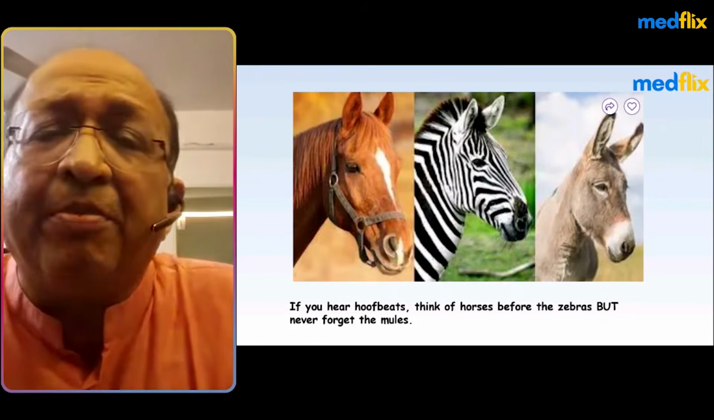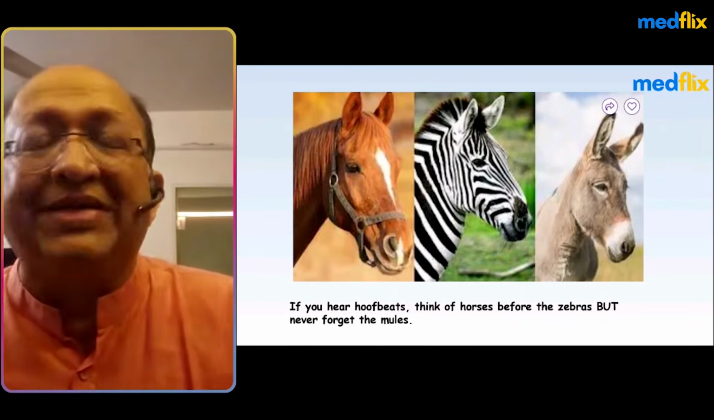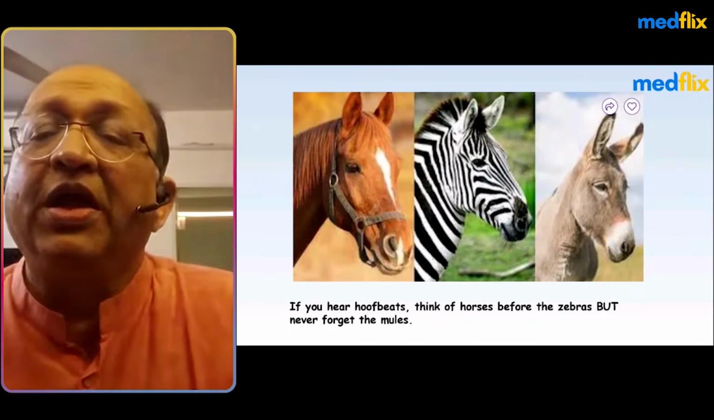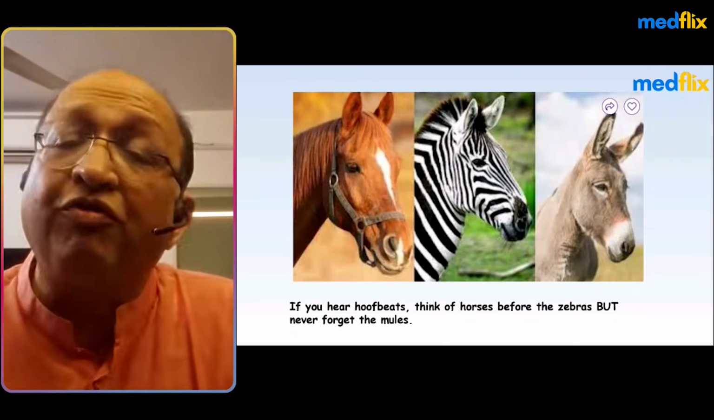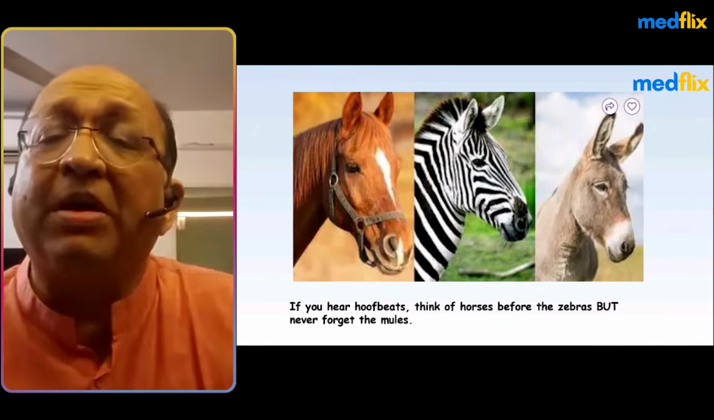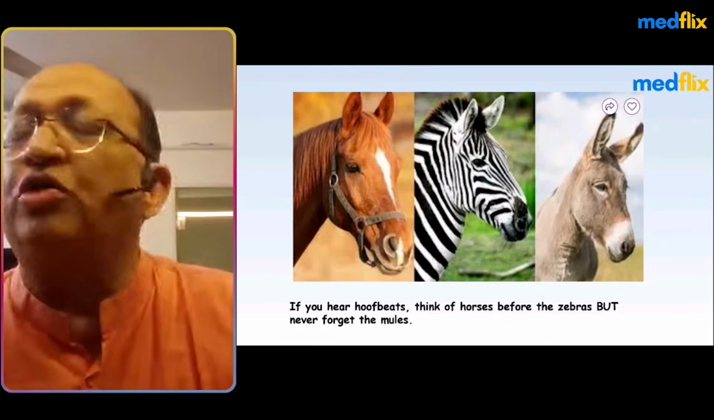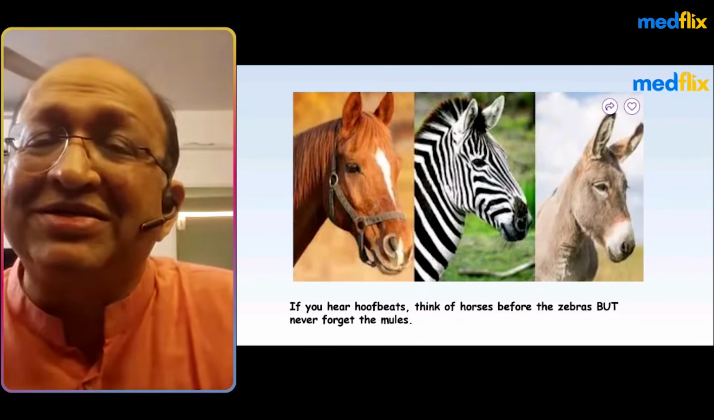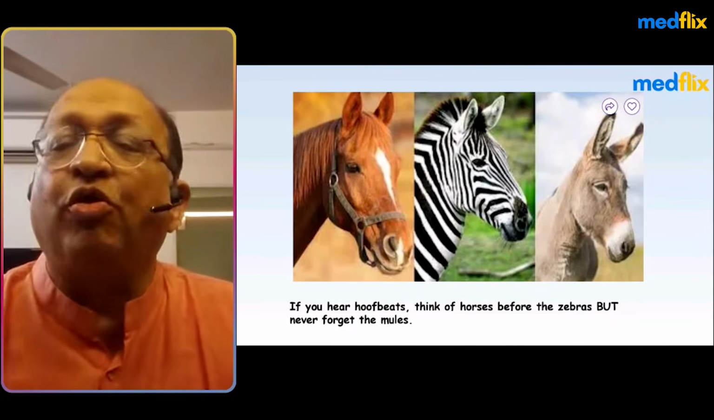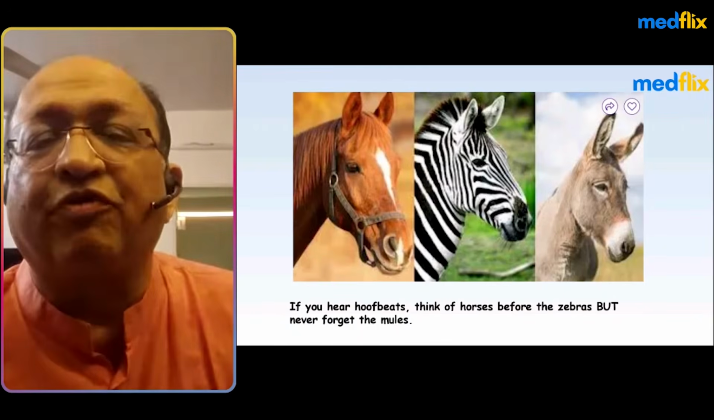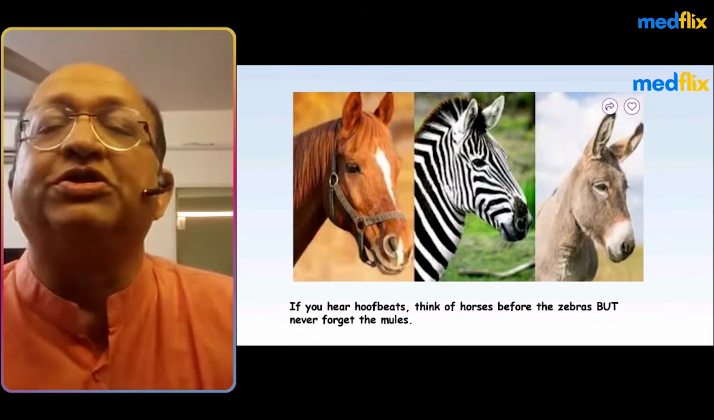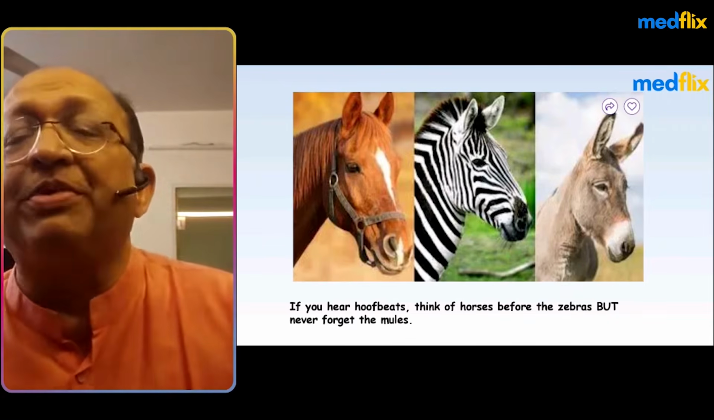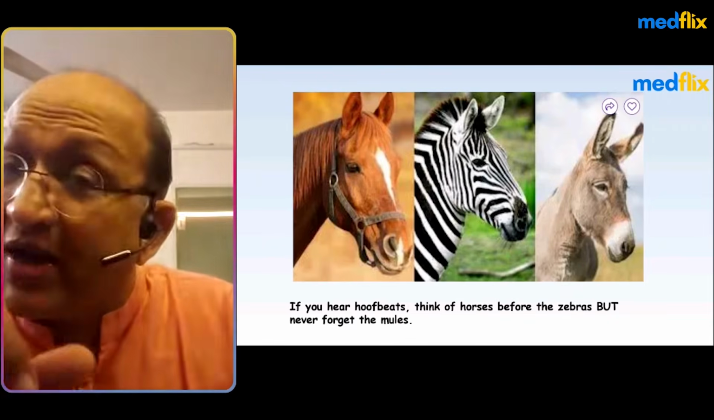Now, a modification of this hoofbeats maxim or dictum is this. If you hear hoofbeats, think of horses before you think of zebras, but never forget the mules or the donkeys. Remember, mules are not as rare as zebras. Mules are not as common as horses. In some places, of course, mules are commoner. In villages, you will see more mules than horses. But in the city of Mumbai, for example, you will not see mules so often, but they are not rare.